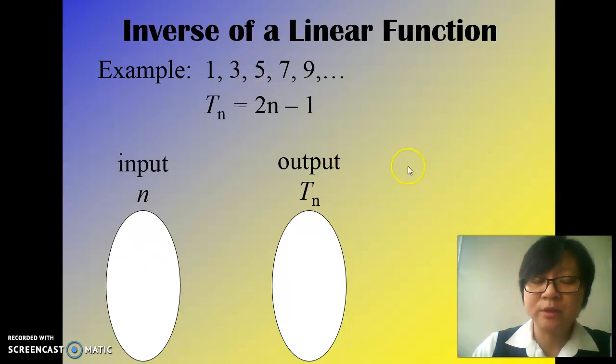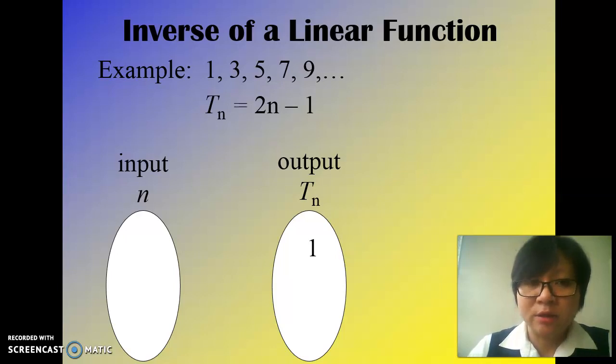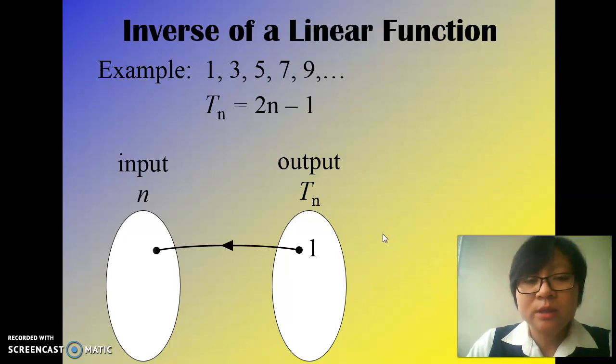Then, inverse of a linear function. Okay, the same example, but now we are going from right to left to find the position number. So we are going to use the inverse of a linear function to find the position number. If previously you were learning about how to find the nth term, now you are going to find the position number. So from right to left, start from the first term, which is 1, draw an arrow, and what about the formula?